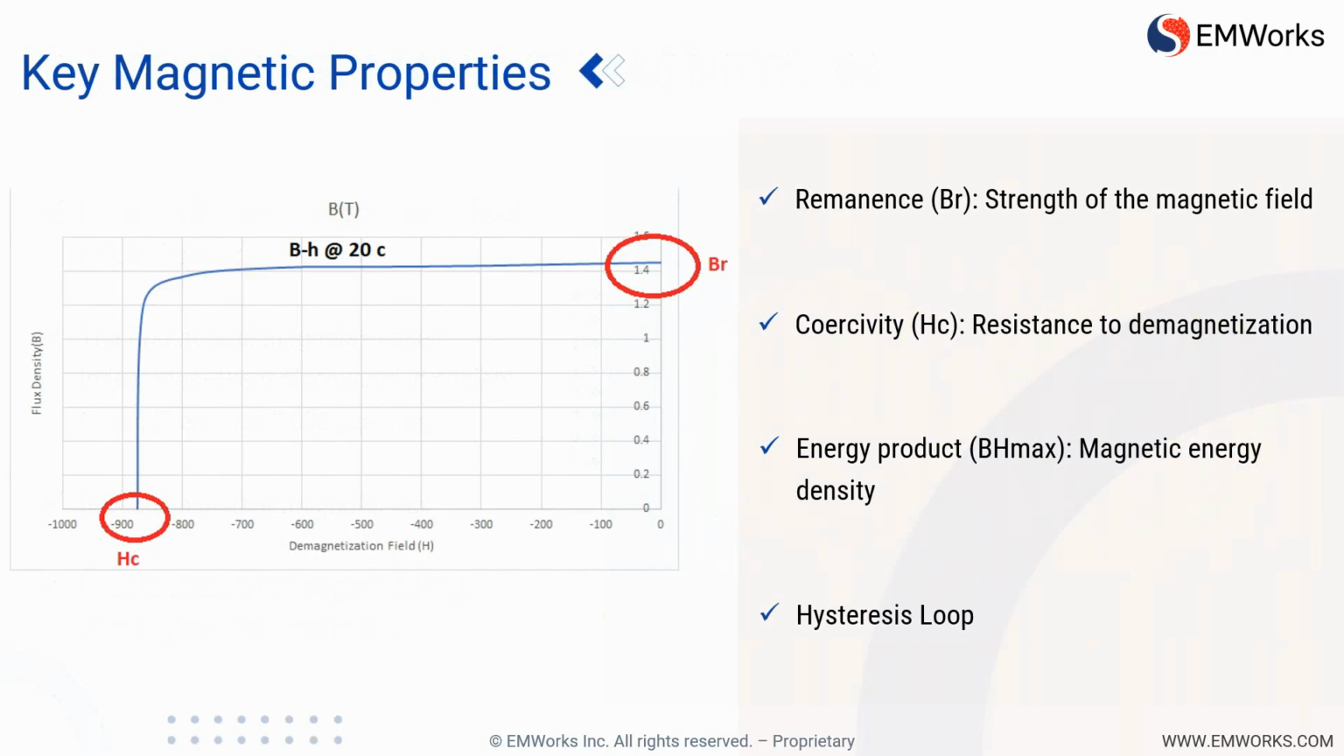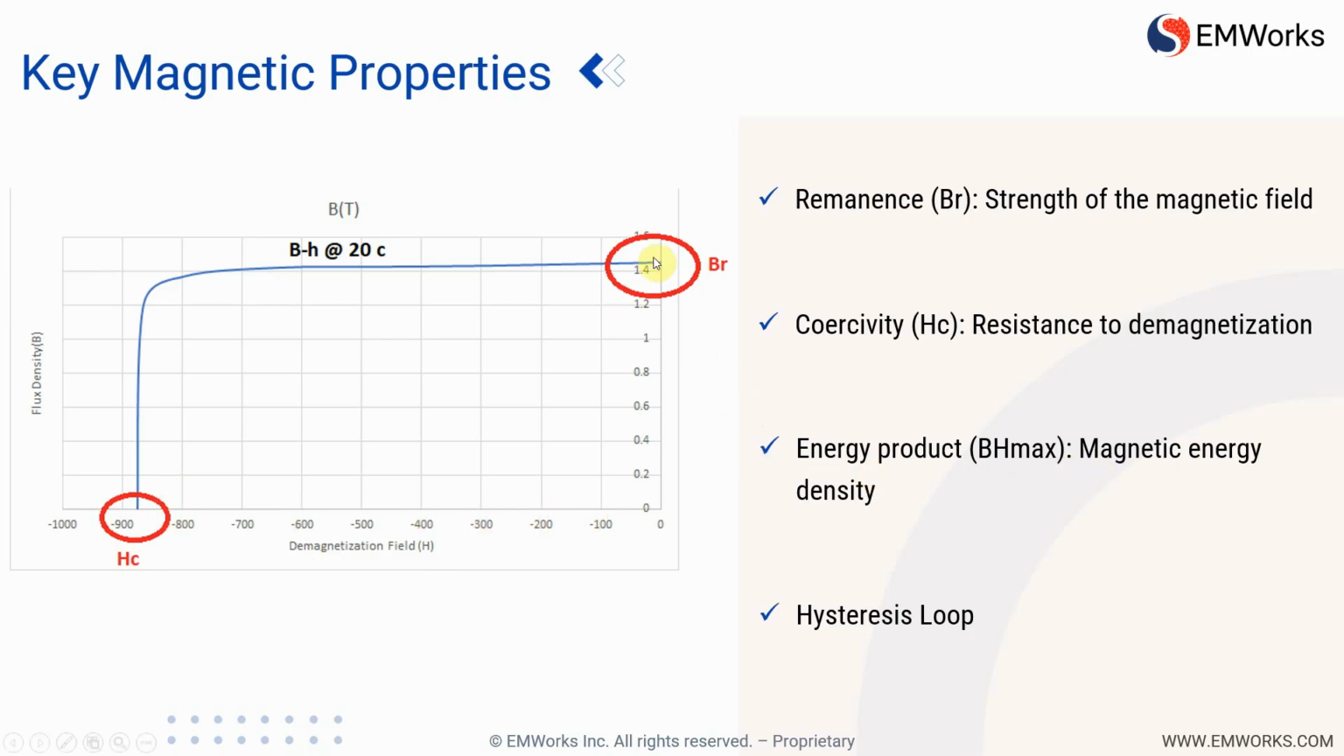To evaluate the performance of a permanent magnet, we have to consider several key magnetic properties. Remanence refers to the residual magnetic flux density remaining in the material after the magnetizing field is removed. It indicates the maximum flux the magnet can contribute to the magnetic circuit. Coercivity is the intensity of the opposing magnetic field required to reduce this magnetization to zero. This reflects the material's resistance to demagnetization.